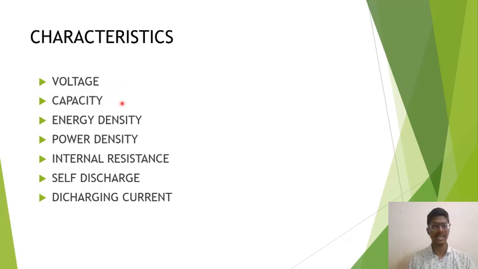And when we discuss the characteristics of a battery, the major characteristics are voltage, capacity, energy density, power density, internal resistance, self-discharge, and discharging current. These are the major characteristics of a battery which define which applications they can be used for and are applicable to.